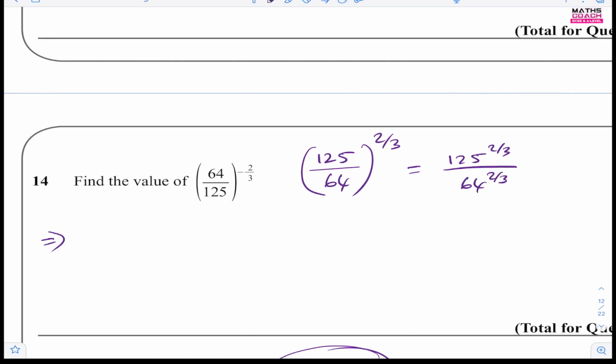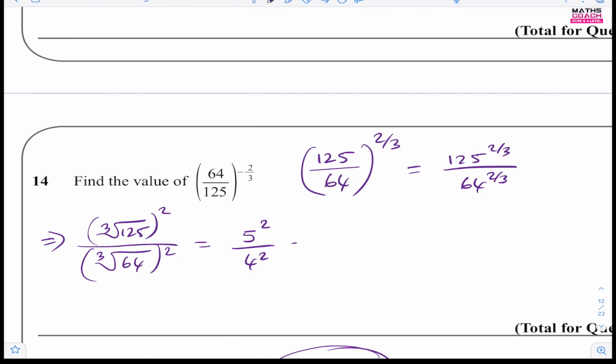Now this gives us cube root of 125 to the power of 2 over the cube root of 64 to the power of 2. The cube root of 125 is 5, so we have 5 to the power of 2. And cube root of 64 is 4, so 4 squared. 5 squared is 25, 4 squared is 16, and that is my final answer.